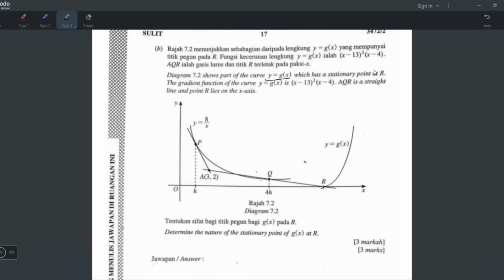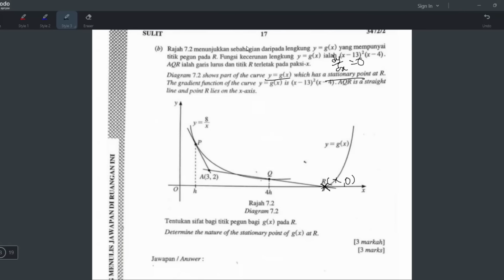Okay, it has a stationary point at point R. Stationary means turning point. And usually when you see this word, you always think about dy/dx equals 0. So later if they want you to find point R, do dy/dx equals 0. But actually, I know the point R y coordinate is 0 already because it's on the x-axis, right? Just the x we don't know.